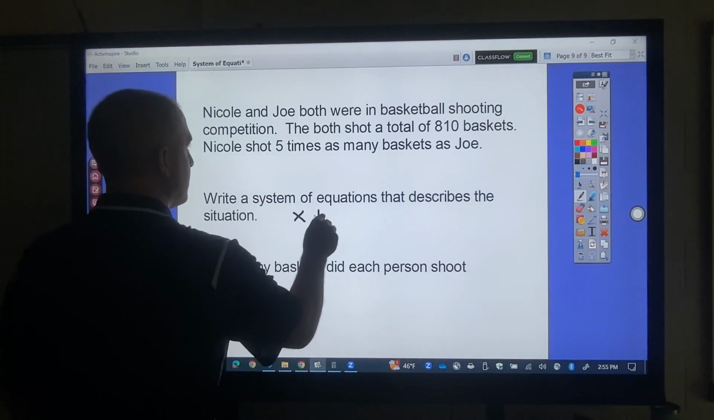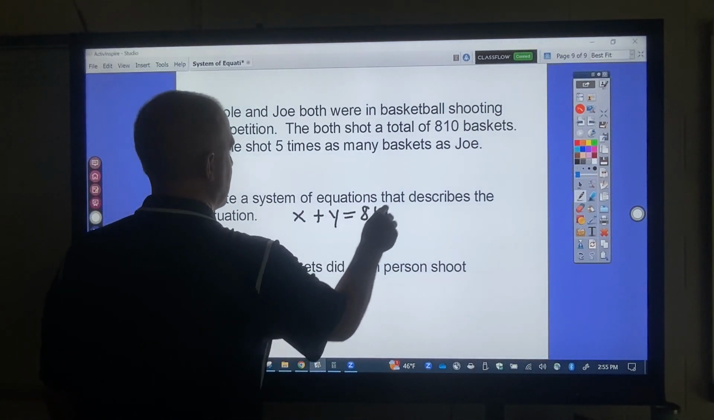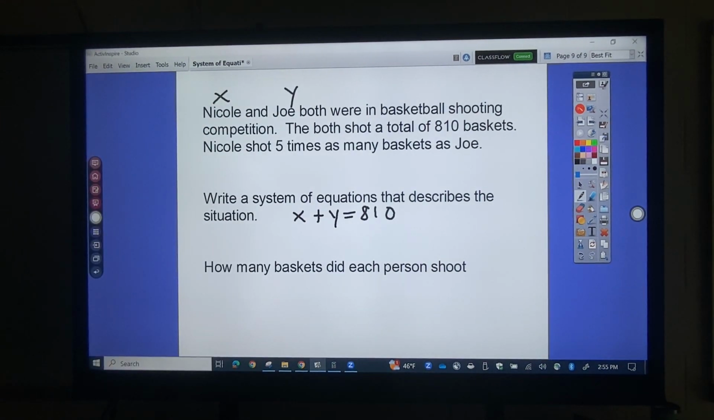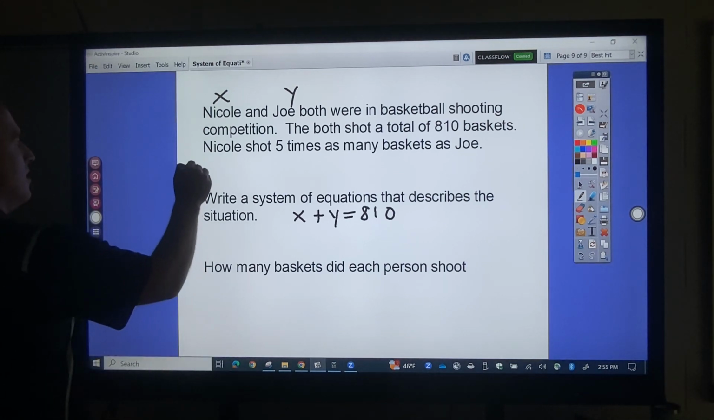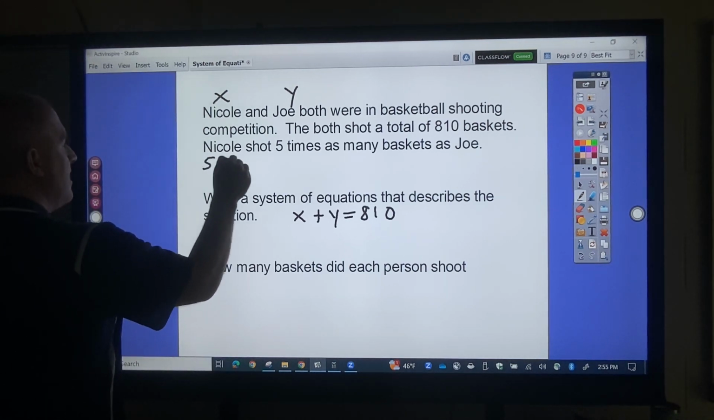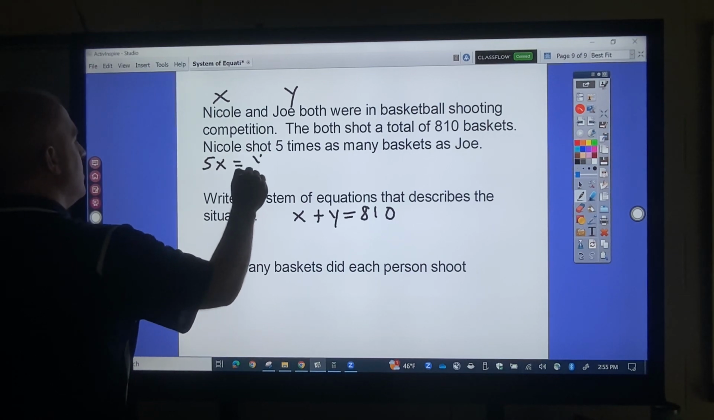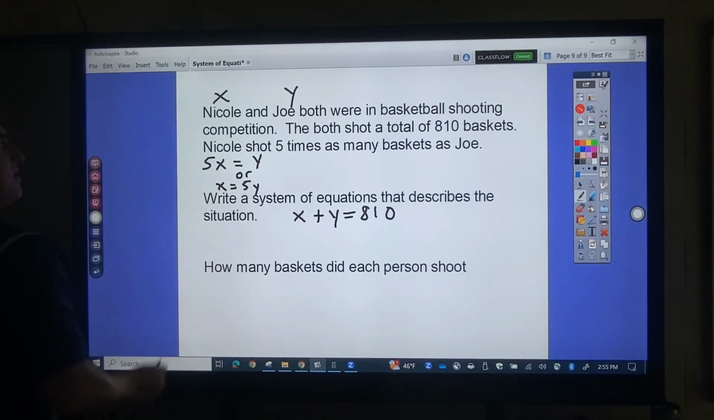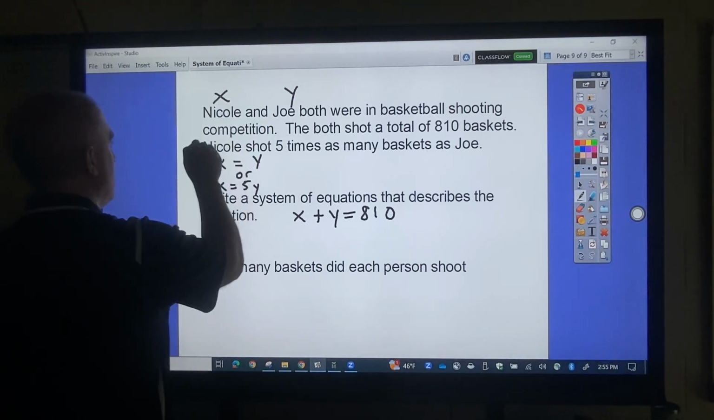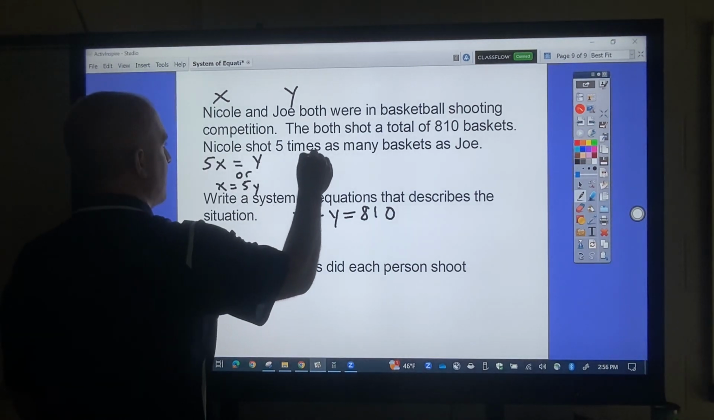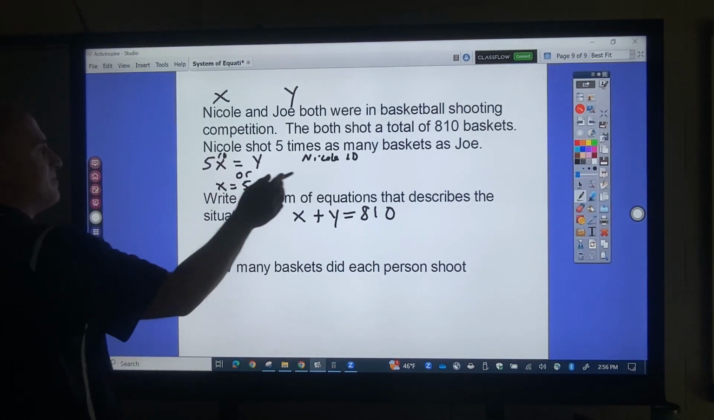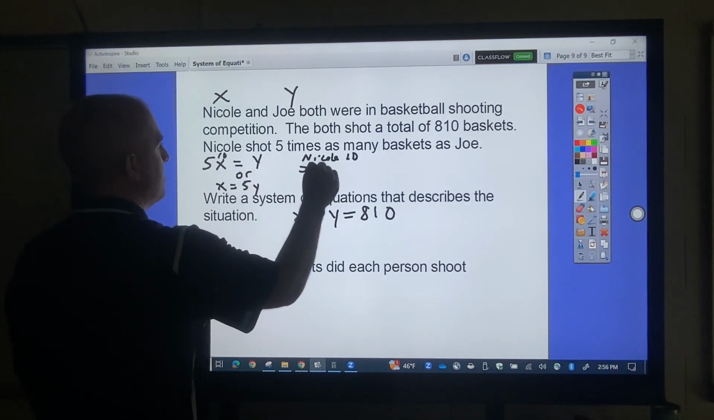So that's going to be X plus Y equals 810. Okay, so we're going to make Nicole X and Joe Y. It says Nicole shot 5 times as many baskets as Joe did. So the question is, is it 5X equals Y, or is it X equals 5Y? Now, if I put the simple number of 10 in there for Nicole, okay, so Nicole was 10. If I calculated that, 5 times 10 would be 50, so Joe would be 50.